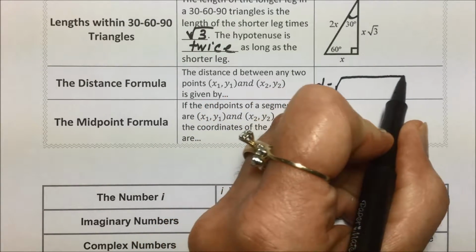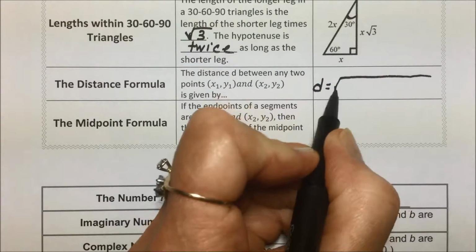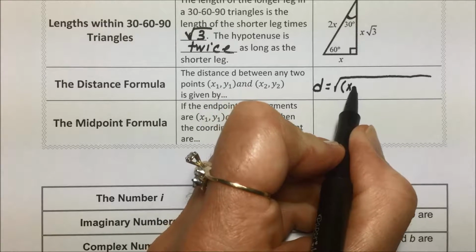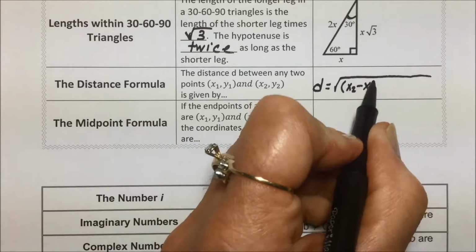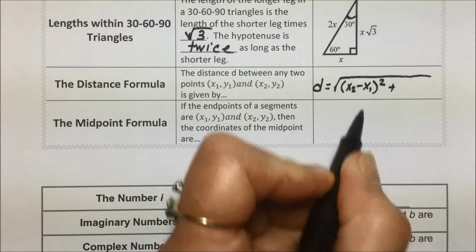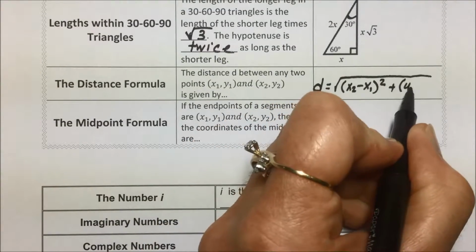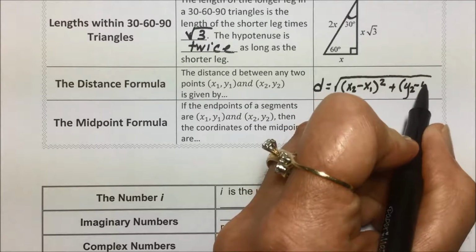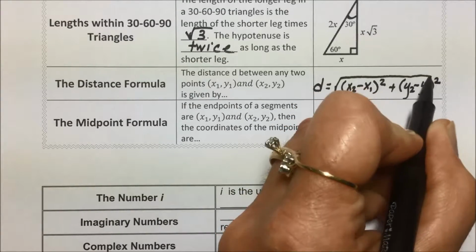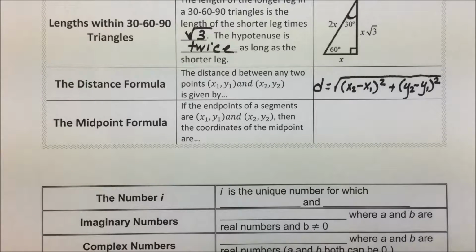It's found by taking the difference between the x coordinates of the 2 points squared plus the difference between the y coordinates of each of the points, and that difference squared.